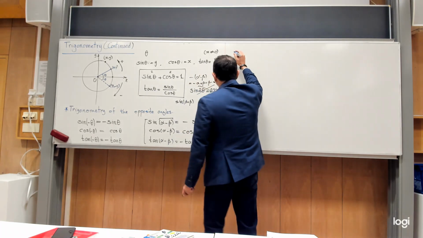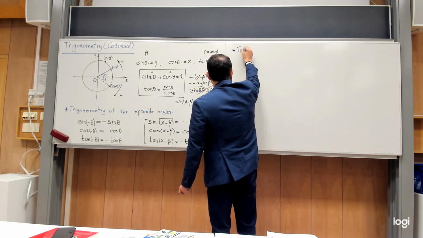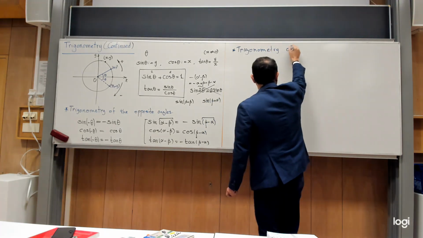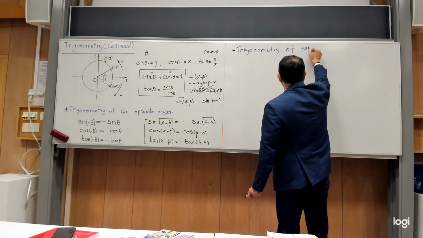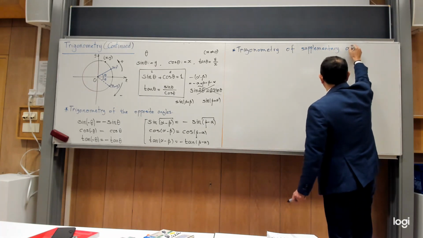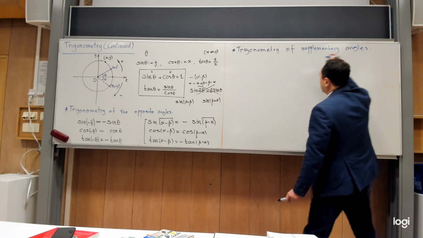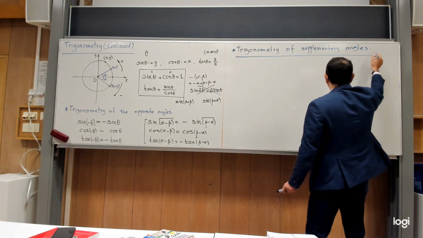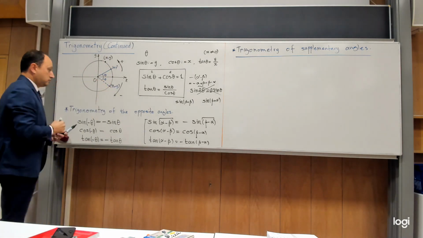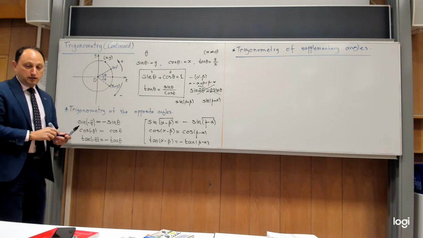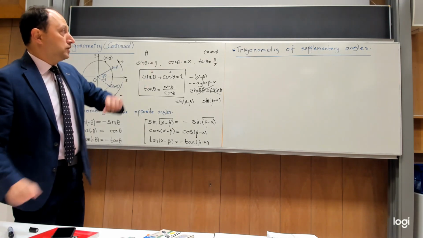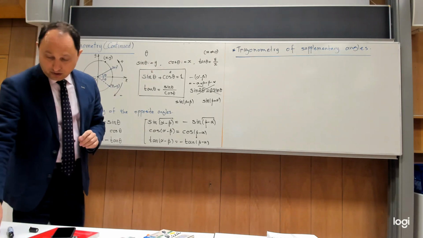So let me write trigonometry of supplementary angles. You see, there will be a lot of formulas coming in. So this is why you need to have a good visualization of these symmetry arguments to be able, if you forget something, you immediately should be able to get it back. Okay, first I need to define you what do I mean by supplementary angles. So let me write definition.